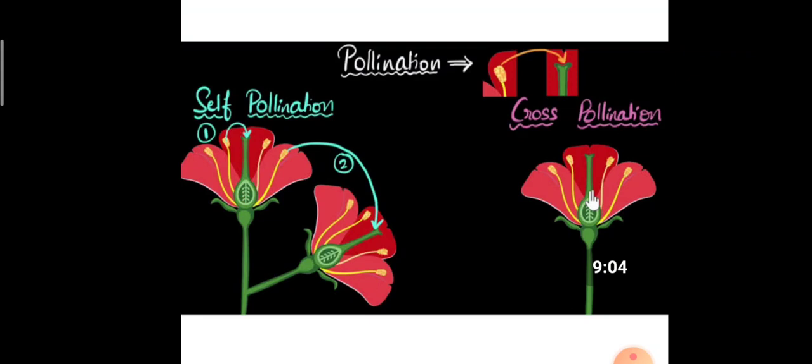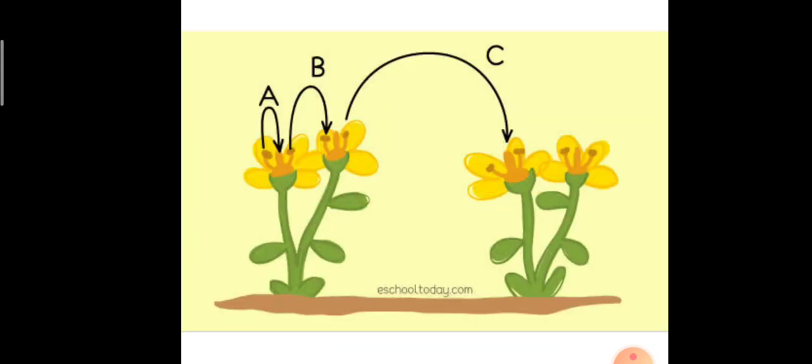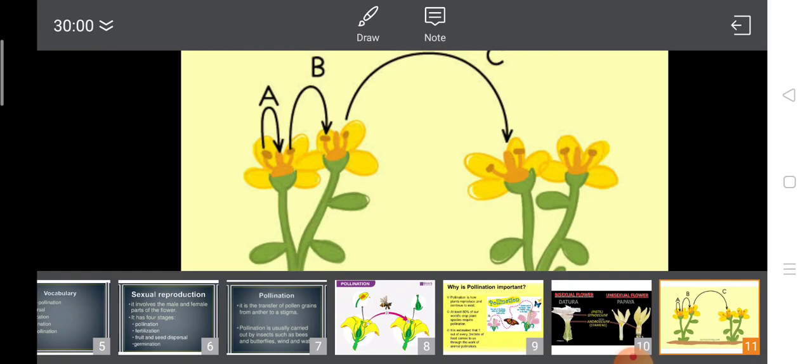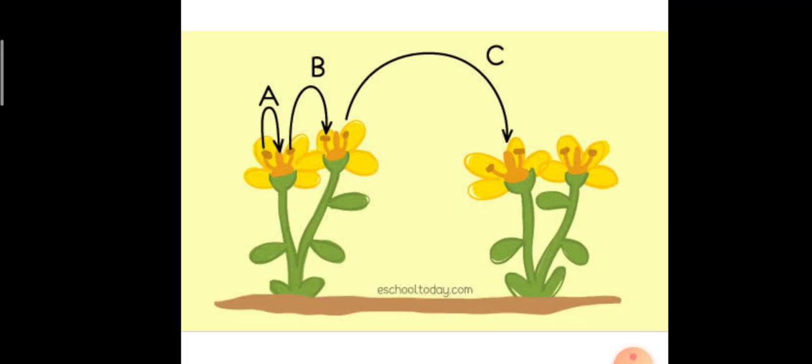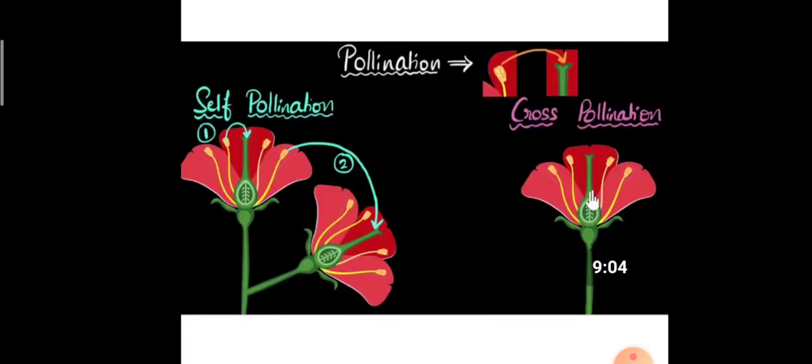There is one more picture for you. If the transfer of pollen grain from anther to the stigma occurs in the same flower, that is self pollination. If it occurs in another flower of the same plant, that is also known as self pollination. But if the transfer of pollen grain from anther to the stigma occurs in another flower of the same kind, you can see another flower, and the plant is also not the same, that is known as cross pollination.